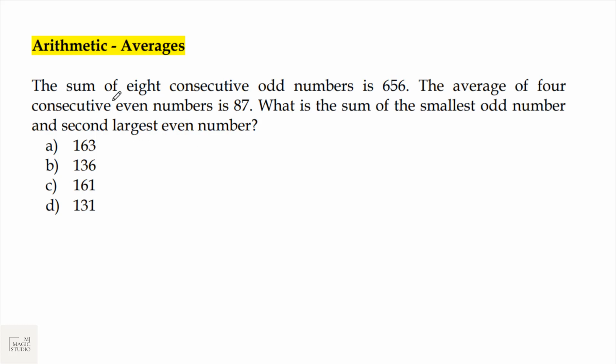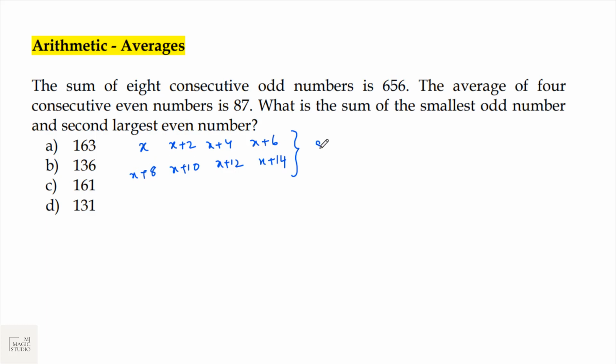Okay, let's see what we have. The sum of 8 consecutive odd numbers is 656. Let us start with x. Then the next ones will be x plus 2, x plus 4, x plus 6, x plus 8, x plus 10, x plus 12 and x plus 14.